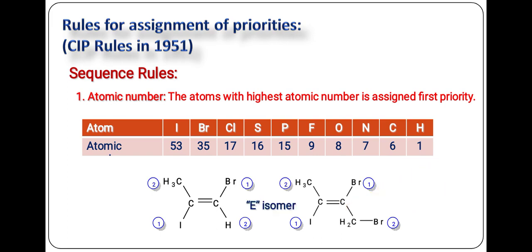Then see here, both are E isomers. Why does this molecule have E configuration? Because the priority groups are present on opposite sides. That means first priority groups are on opposite sides. So this is an example of E isomer.